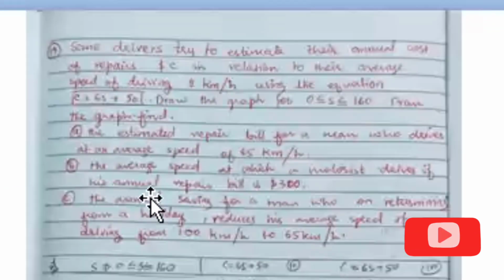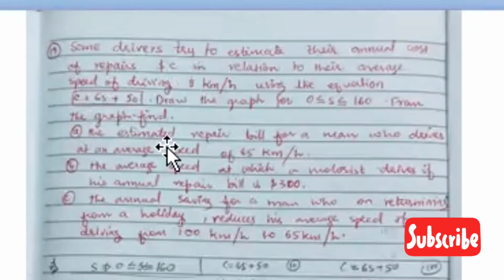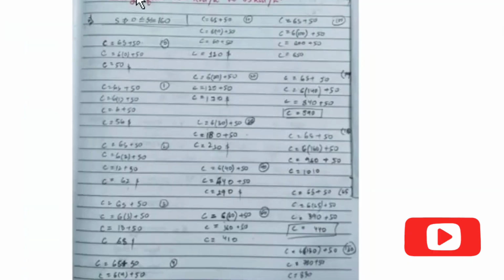Now here, this equation is given in slope-intercept form, so this is the y-intercept point. Here they give the values for speed as 0 till 160, so these are a list of numbers. You can take some random numbers: the starting one, the middle one and the ending one.